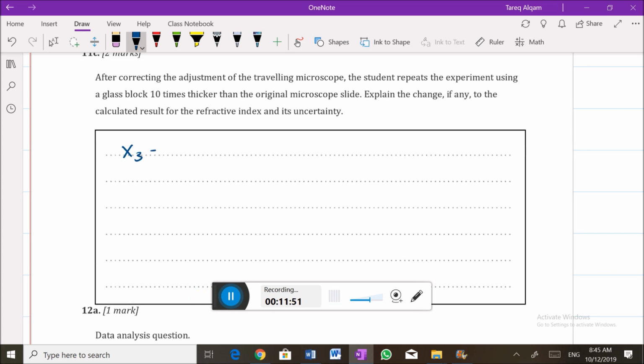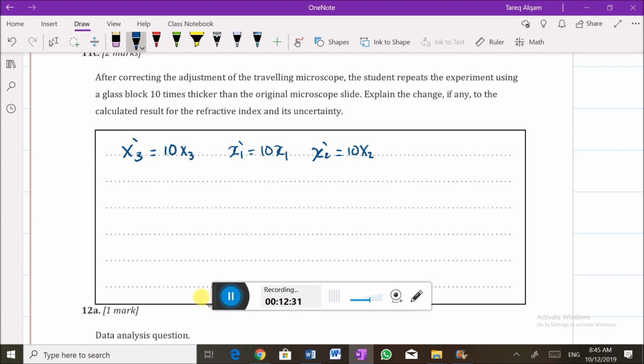Okay. For example, guys, if I want to measure x3, x3 will be 10 times larger, right? Let's say it's x3 prime, so it's 10 times the original x3. X1 will be 10 times the previous one. X2, the new one, is 10 times what? X2. So eventually the refractive index does not change because I multiplied the numerator by 10 and the denominator by 10. No changes.